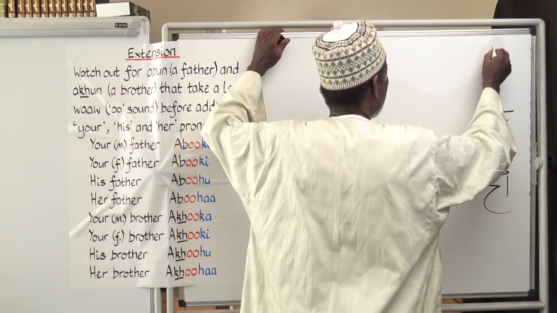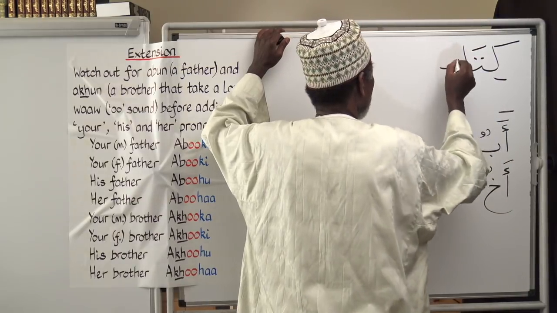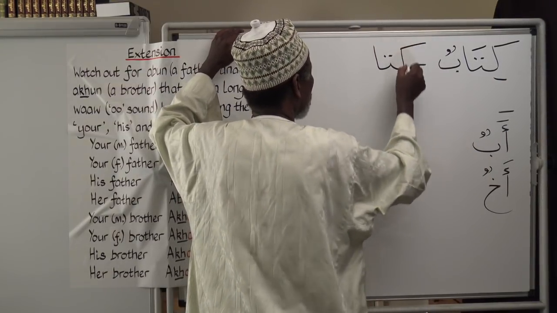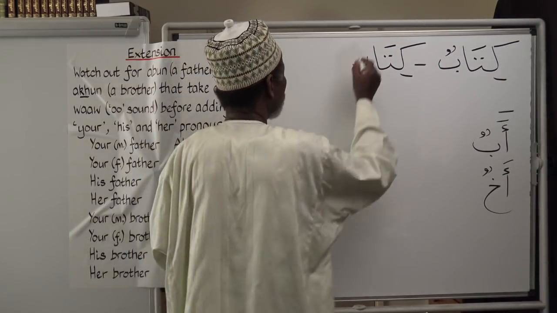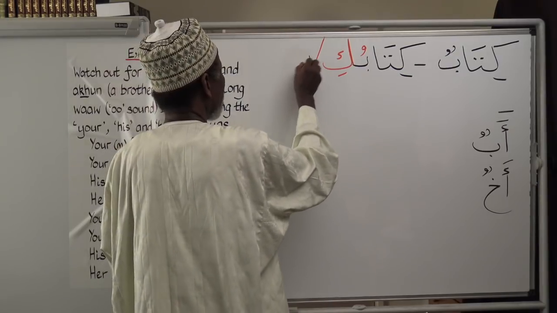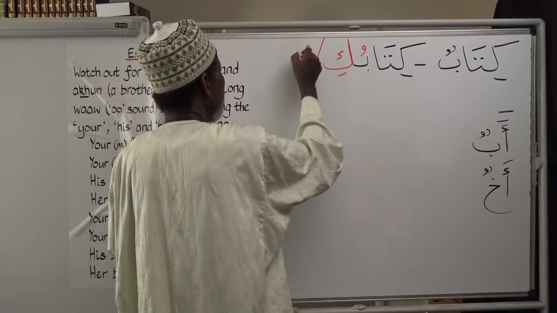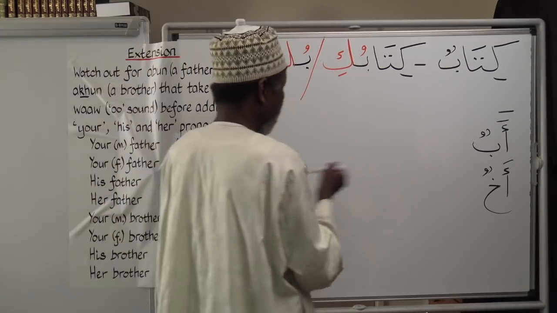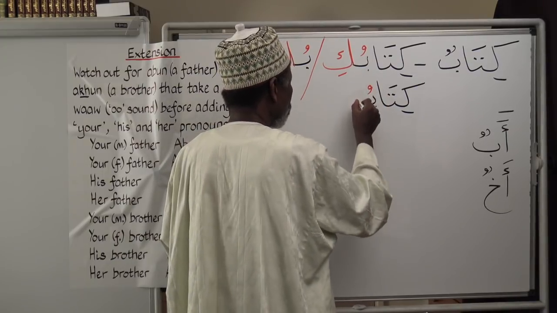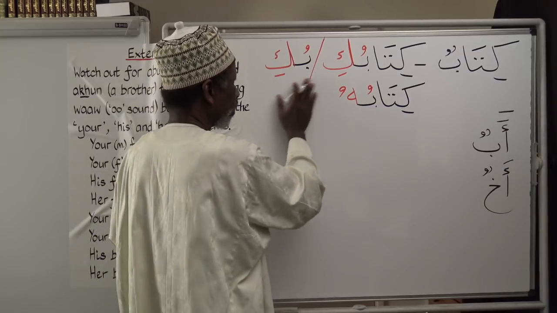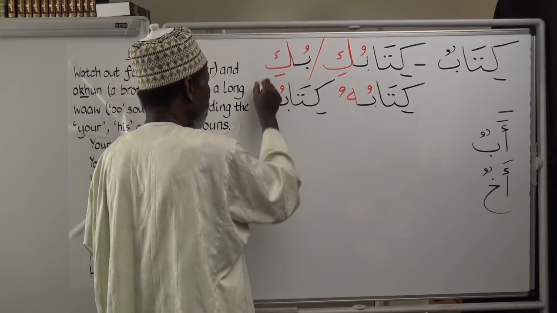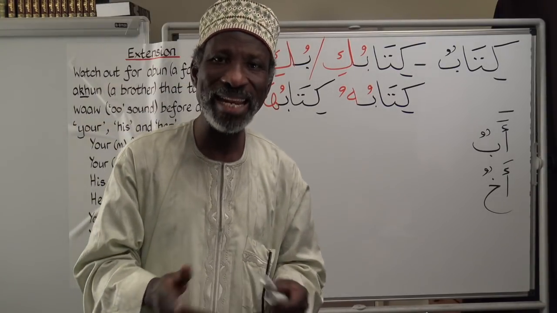Let's have a look. An example of what I said is this. If I say kitabun, we've done that before. Let me just reinforce it. This is kitabun, a book. It becomes kitabuka, or kitabuki if I'm speaking to a single female. And I will say kitabuhu if I say his book. It's very important that you see clearly, when we are comparing and contrasting, it becomes clearer. Kitabun, and then kitabuha. You can apply that to any noun, and that will be fine.